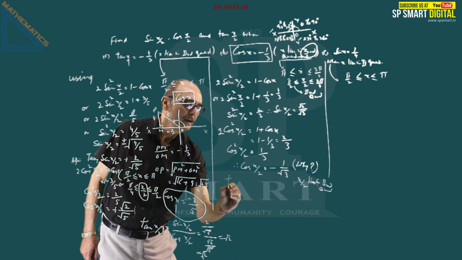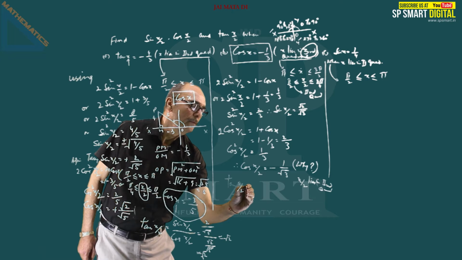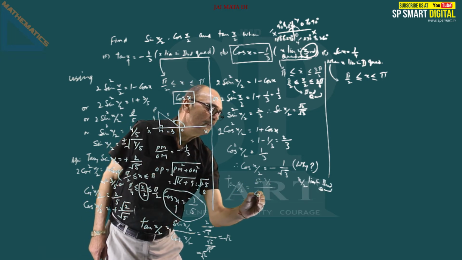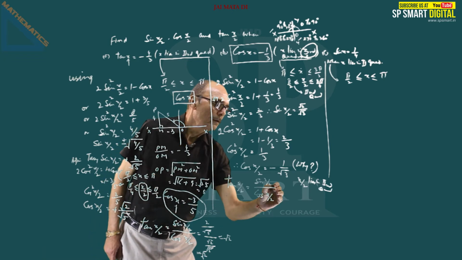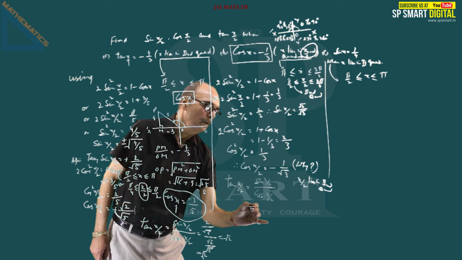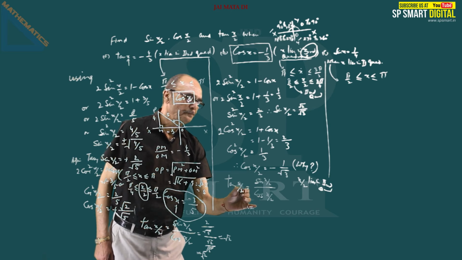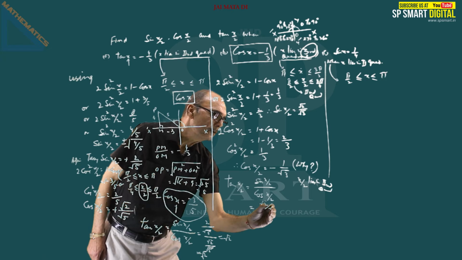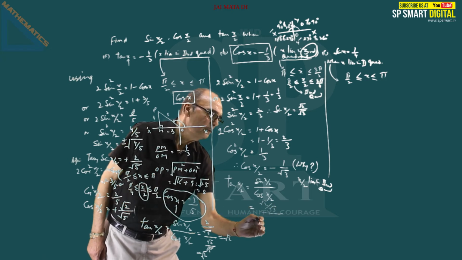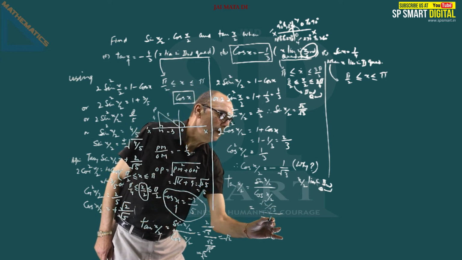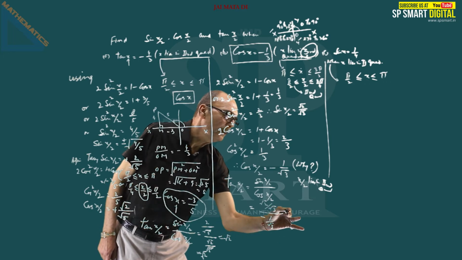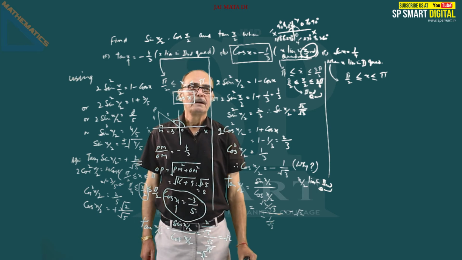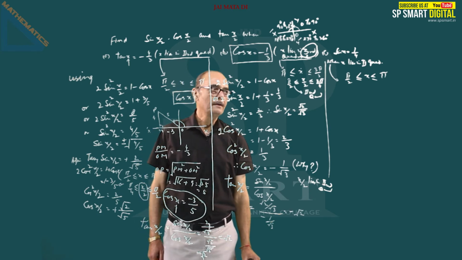Therefore, tan of x by 2 is sin x by 2 divided by cos of x by 2, which is equal to, sin x by 2 is under root 2 upon under root 3, and cos is minus 1 by under root 3. If you simplify, this is minus root 2, and of course tan x by 2 is negative in the second quadrant.